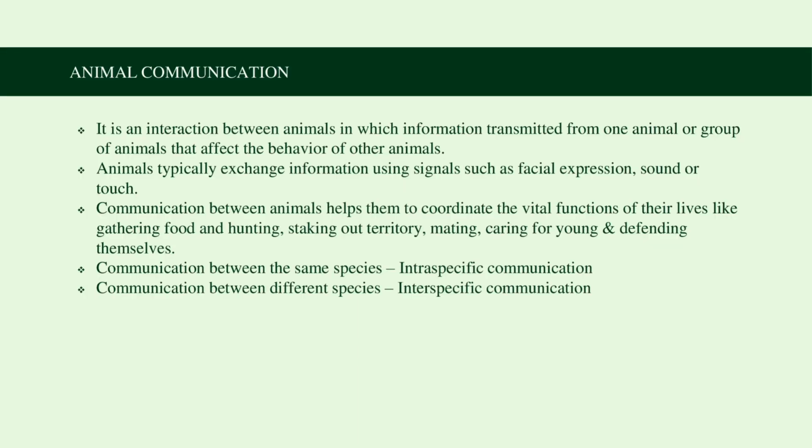Animal communication is an interaction between animals in which information is transmitted from one animal or a group of animals that affects the behavior of other animals or a group of animals. Animals typically exchange information using signals such as facial expressions, sound or touch. Communication between animals helps them coordinate the functions of their lives, like gathering food and hunting, staking out territory, mating, caring for their young ones, and defending themselves.